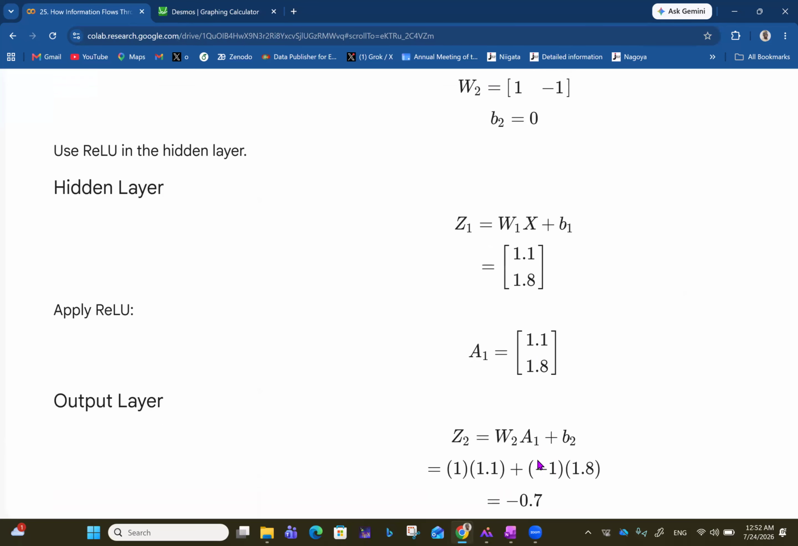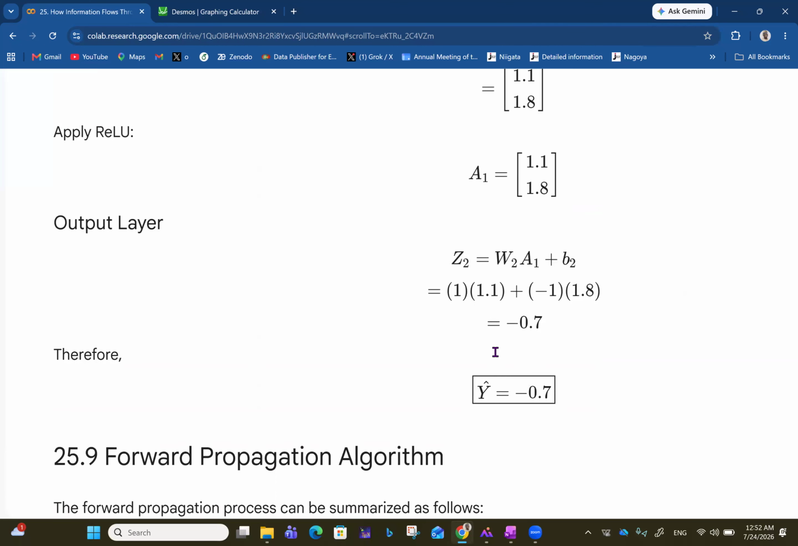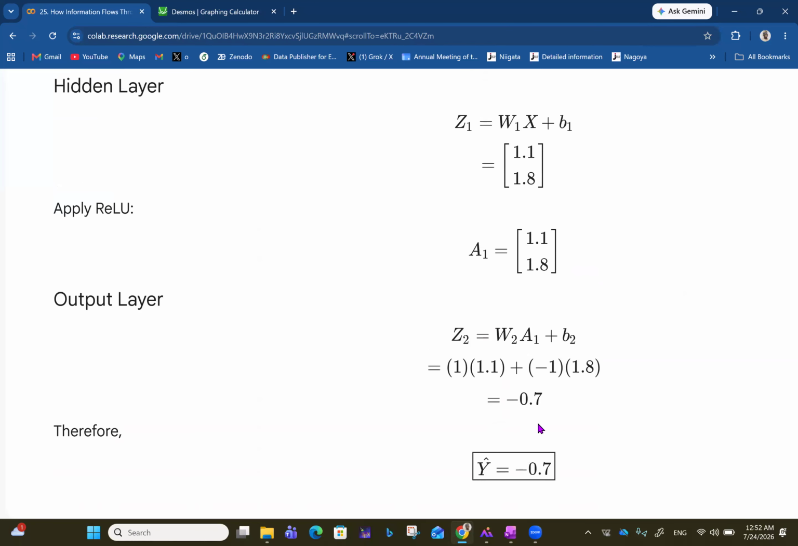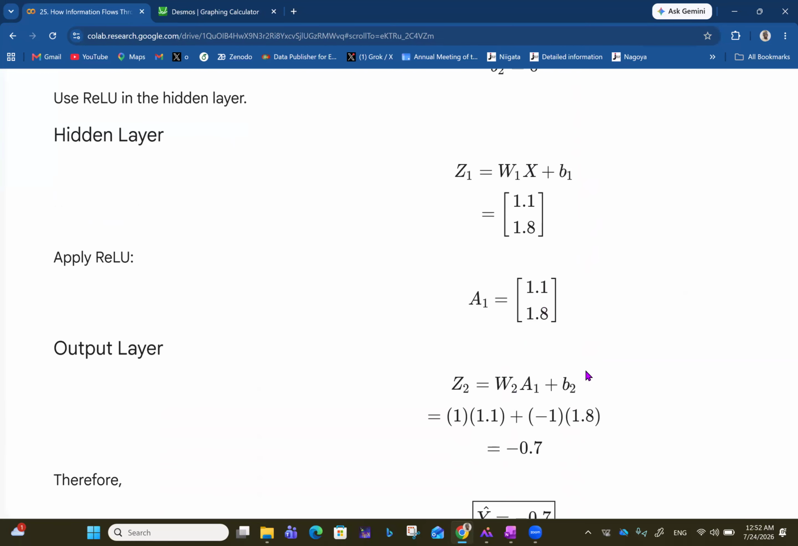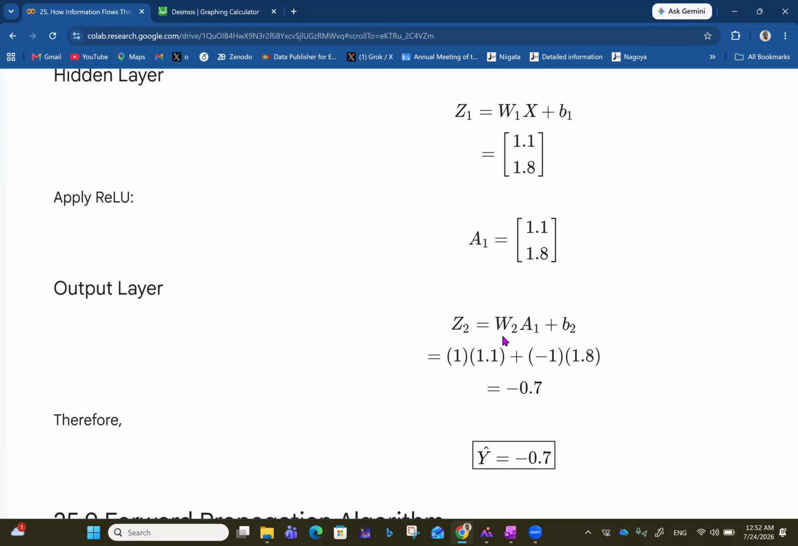Then applying ReLU, you have A1. For the first one, the bigger of 0 and 1.1 is 1.1. For the second, the bigger of 0 and 1.8 is still 1.8. So that's the first layer. Now the output layer: Z2 is W2 times A1 plus B2. Our W2 is 1, minus 1. So that's 1 times 1.1 plus minus 1 times 1.8. So 1 times 1.1 is 1.1, minus 1.8, so you have minus 0.7.